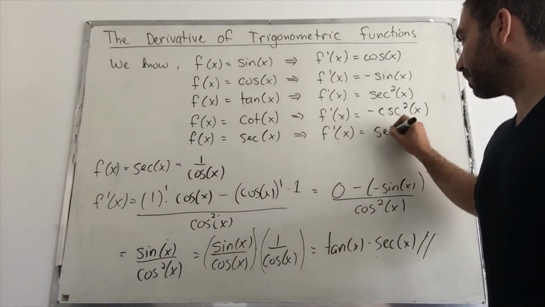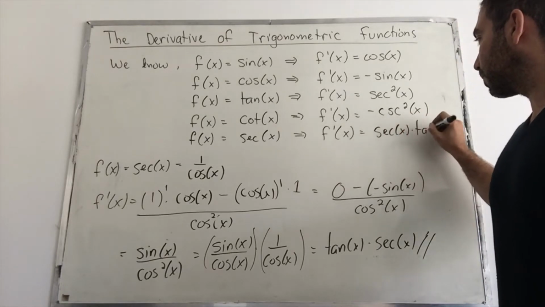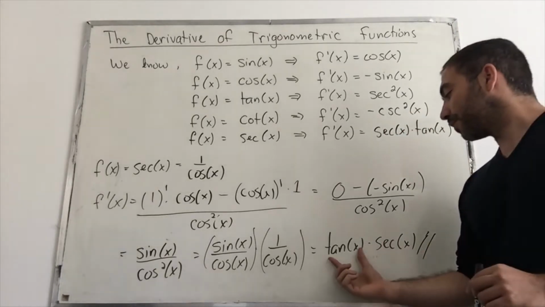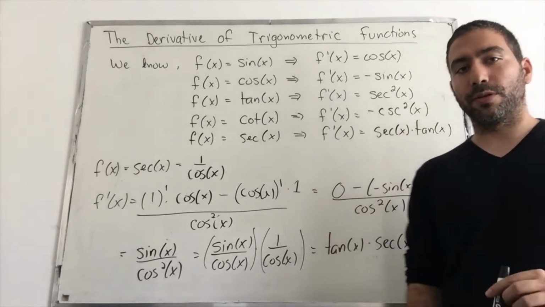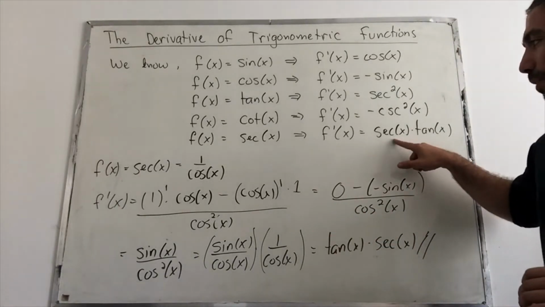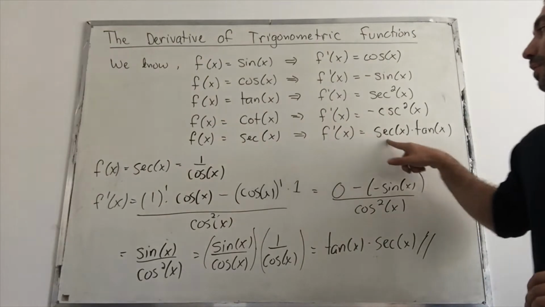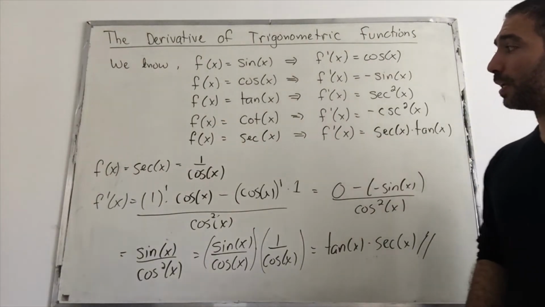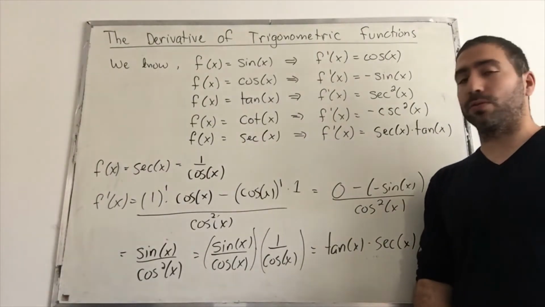So we know that the derivative of secant is secant tan. I know here I got tan first, but it doesn't matter. When you're multiplying, it doesn't matter the order. 2 times 3 is the same as 3 times 2. So I typically put secant first. So the derivative of secant is secant tan. Okay, and now the last one we're going to take a look at is cosecant.